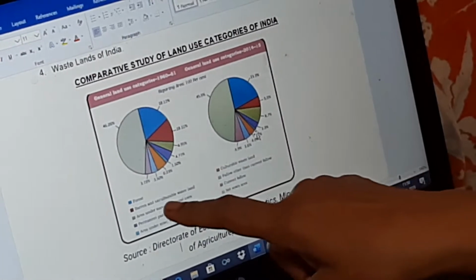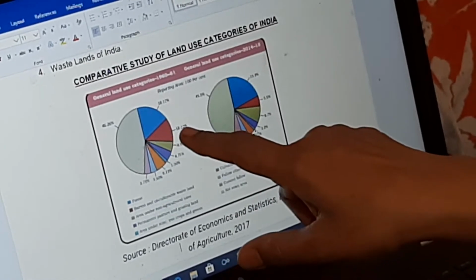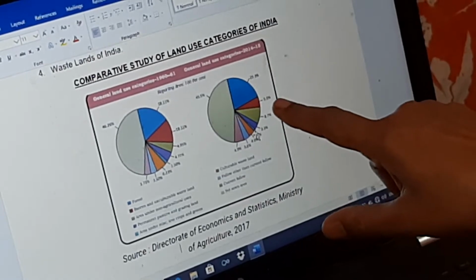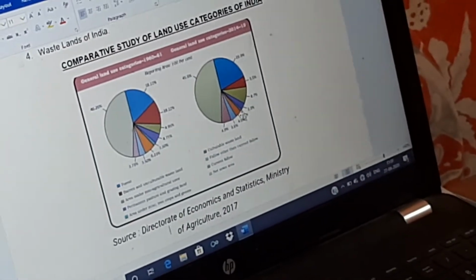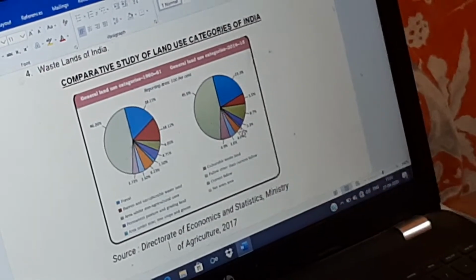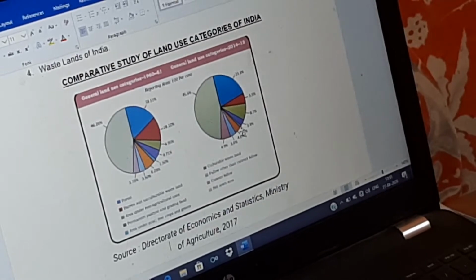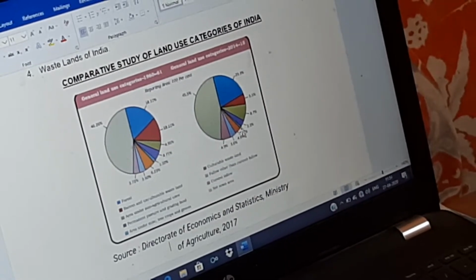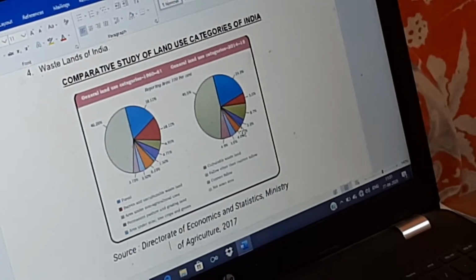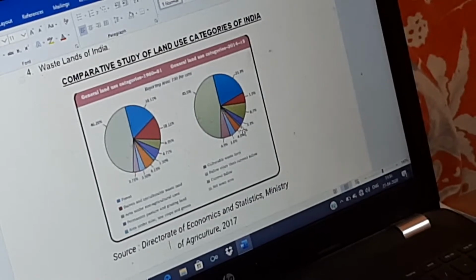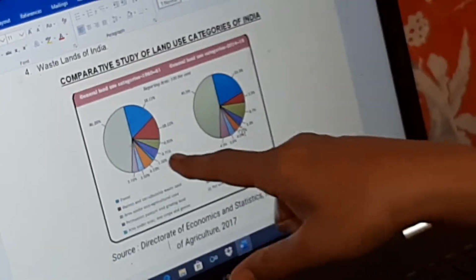Next, barren and wasteland, which was 18% in the year 60-61, has reduced to 5% in 2014-15. Now such a sharp decline. Why is it so? Because now the land is not kept barren. Because the technology has developed and it has been used for various other purposes. It can be used for non-agricultural purposes, for pasture grounds, or for agricultural purposes too. So it has declined.